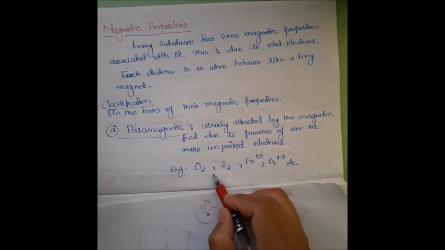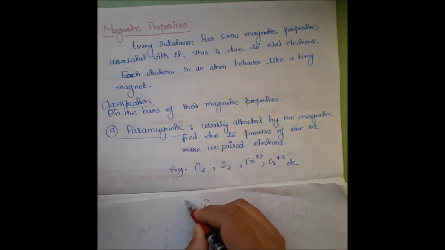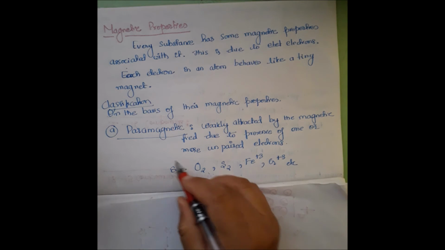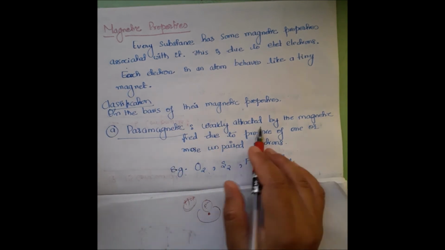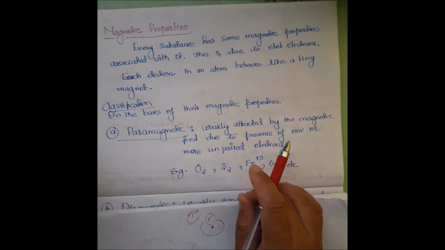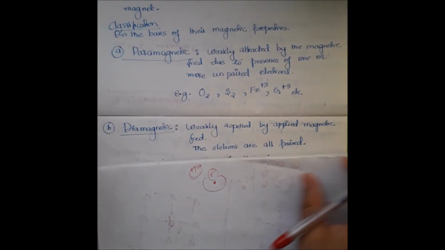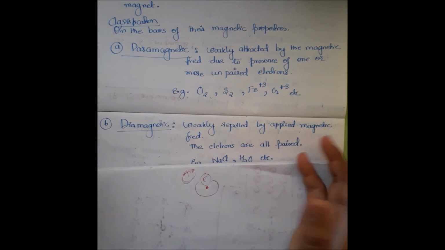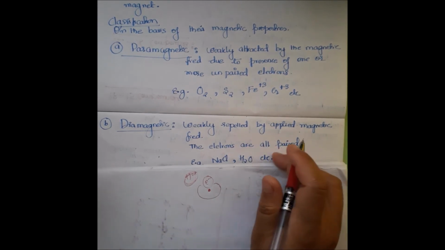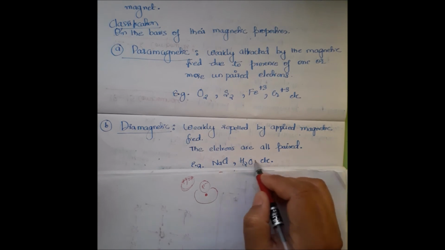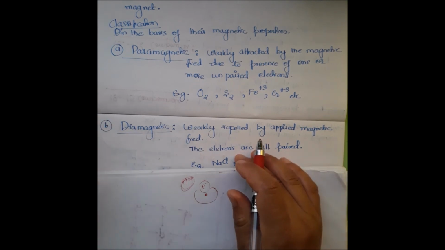We have studied that oxygen is paramagnetic in nature according to molecular orbital theory. When you draw the energy level diagram for oxygen, you will see unpaired electrons in the pi anti-bonding orbitals. Unpaired electrons mean they are paramagnetic and weakly attracted by a magnetic field. Next is diamagnetic substances. These are weakly repelled by the magnetic field and contain no unpaired electrons, all electrons being paired. For example NaCl, water, etc. are diamagnetic substances.